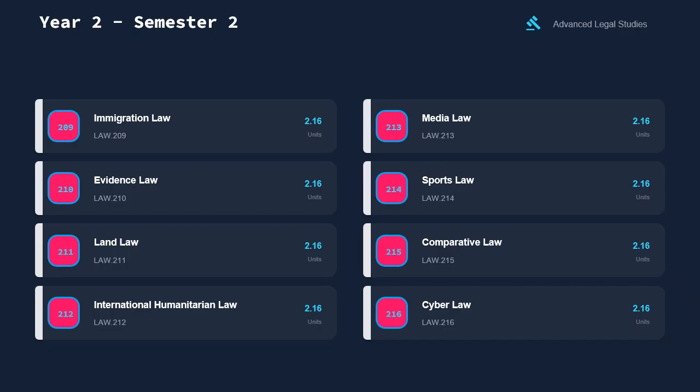5.1 Learning outcomes and competency benchmarks. By completing international humanitarian law, students should be able to classify armed conflicts and apply relevant treaties. Analyze protection of persons and objects. Evaluate means and methods of warfare. Navigate enforcement and accountability mechanisms.